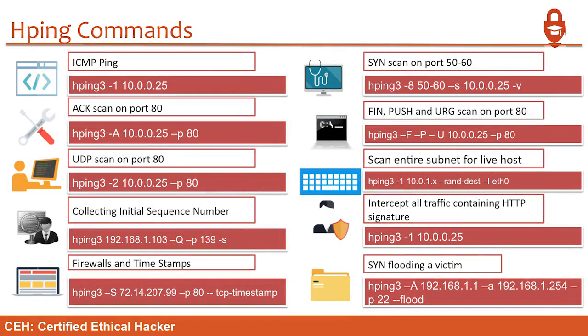Now some Hping commands. ICMP ping: you want to do hping3 -1 and the IP address. That's literally going to do an ICMP ping. This can totally replace your regular old ping tools because it can speak ICMP as well as TCP. Here are some common commands. I recommend that you become very familiar with these. You will likely see test questions on these exact ones, such as flooding a victim, all this kind of stuff.